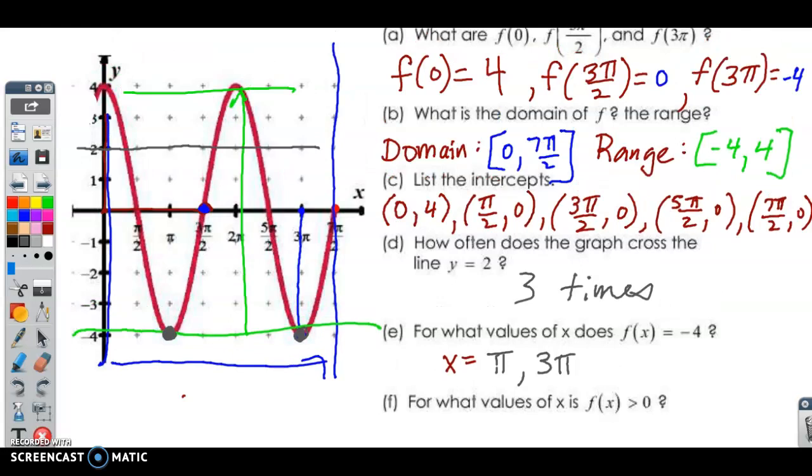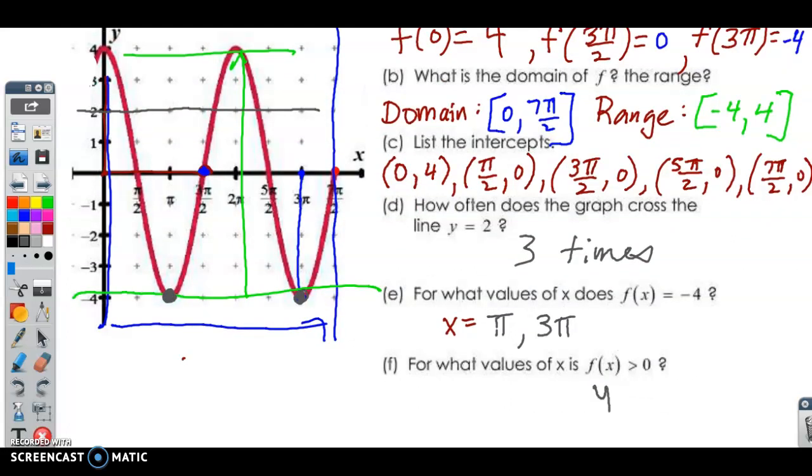This is the hardest concept that pre-calc kids have trouble understanding every single year. This is asking, f of x is y, okay? Where is y, where are the y values greater than 0? So that is, let's see if I can find my highlighter.